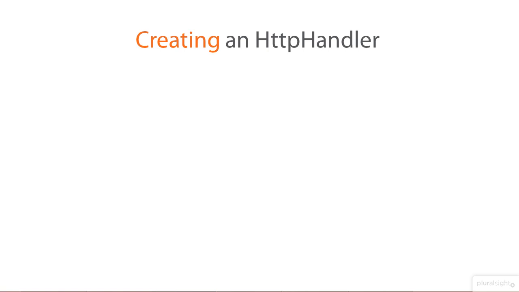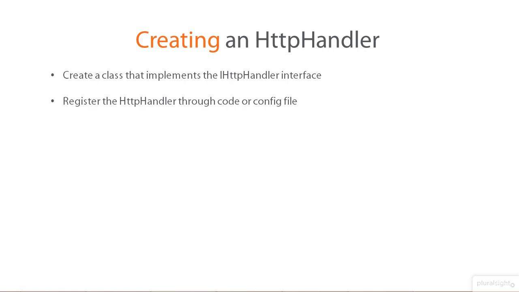So how do we implement an HTTP handler to begin with? Well, in their most basic form, handlers are actually pretty simple. We just need to create a class that implements the IHttpHandler interface and then register it with our application. And this can be done either through code or through a web.config entry.